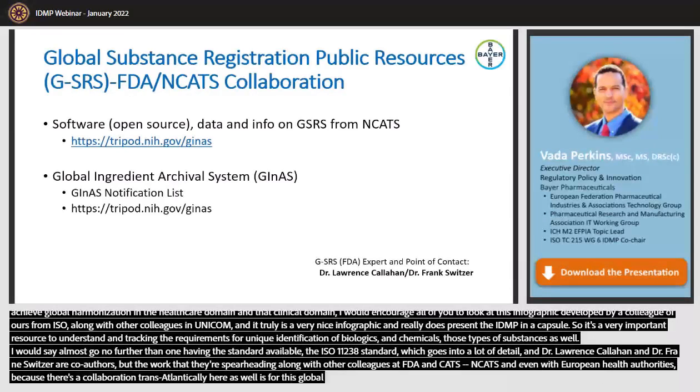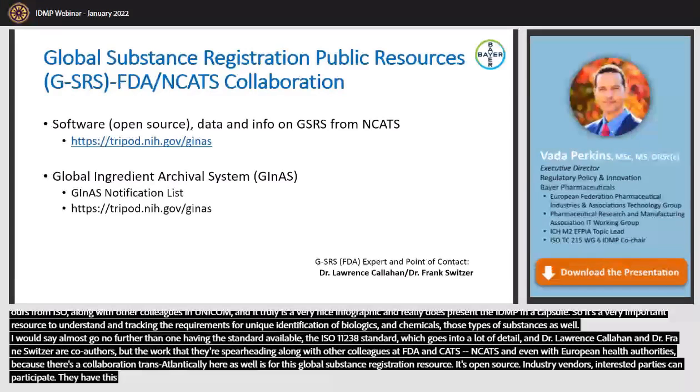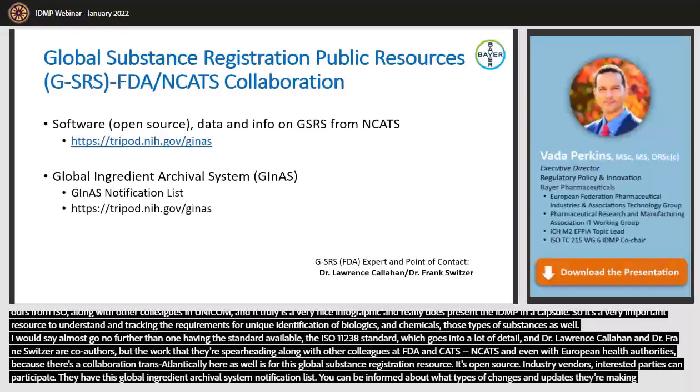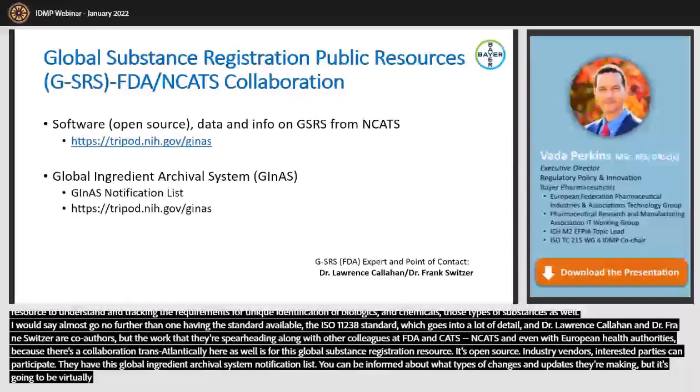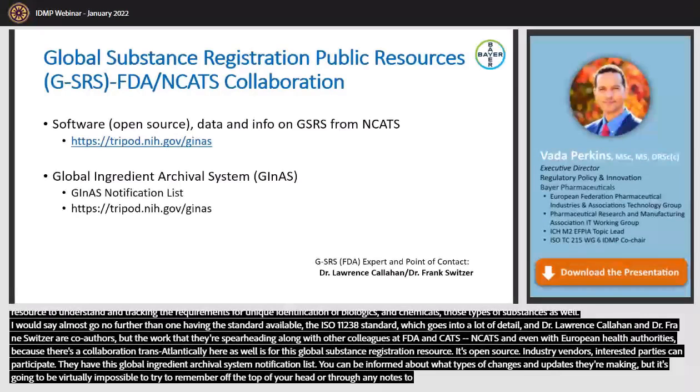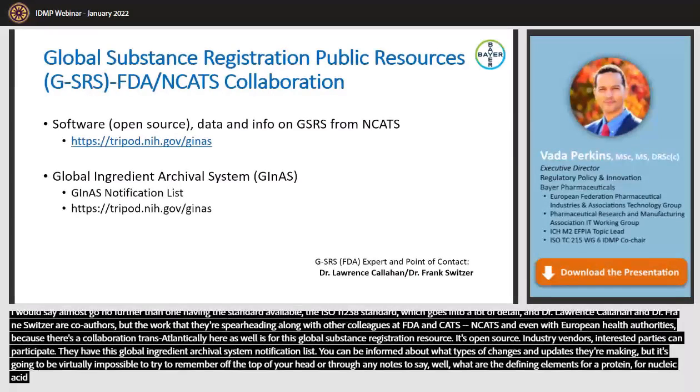It's open source. Industry, vendors, interested parties can participate. They have this global ingredient archival system notification list. You can be informed about what types of changes and updates they're making, but it's going to be virtually impossible to try to remember off the top of your head or through any notes what the defining elements are for a protein, for nucleic acid, for structurally diverse substances, vaccines, and you get into the cell and gene space. Very, very difficult.